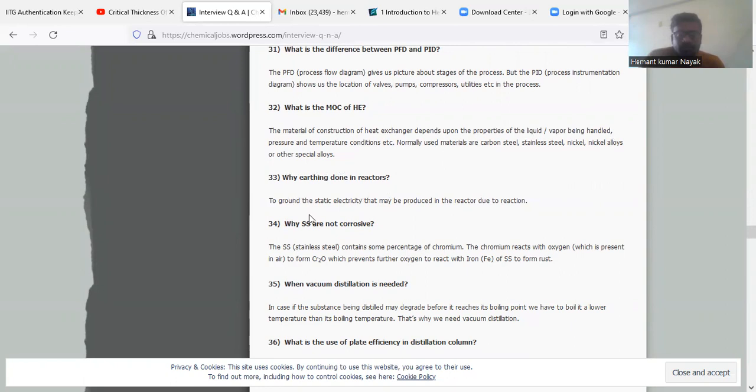Why is an earthing wire used in the reactor? To ground the static electricity that may be produced in the reactor due to the reaction.